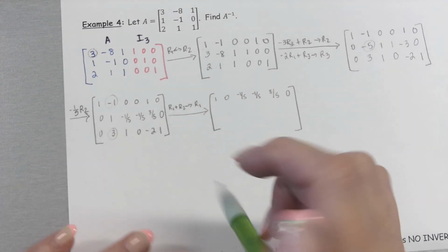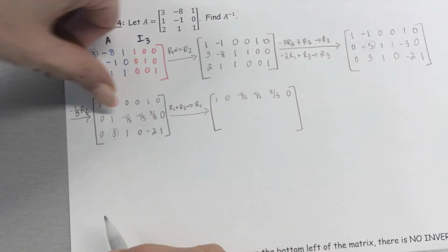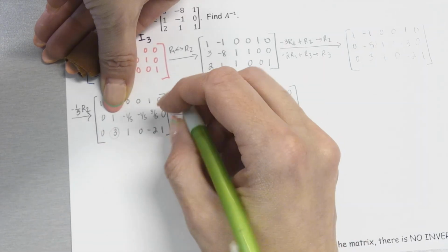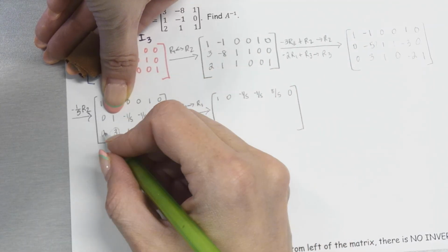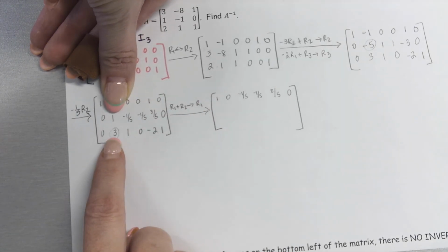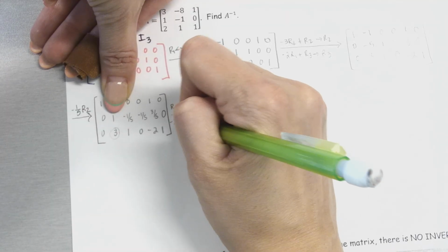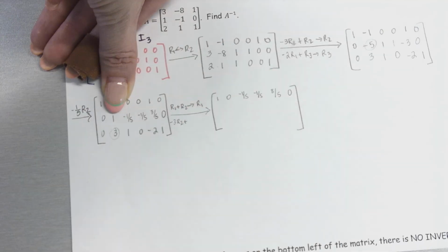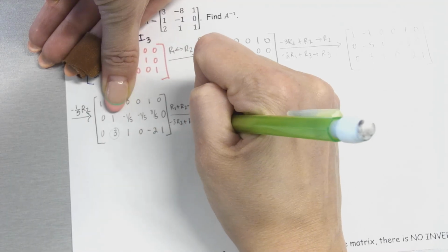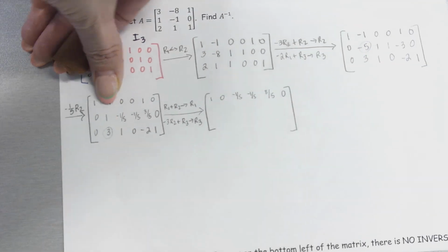the other row that's going to change is row 3. So again, you need to use this row here. So we're going to do the opposite of row 2. So the opposite of what we want would be -3. So it'll be -3 times row 2 plus row 3. And we're going to put that in row 3.